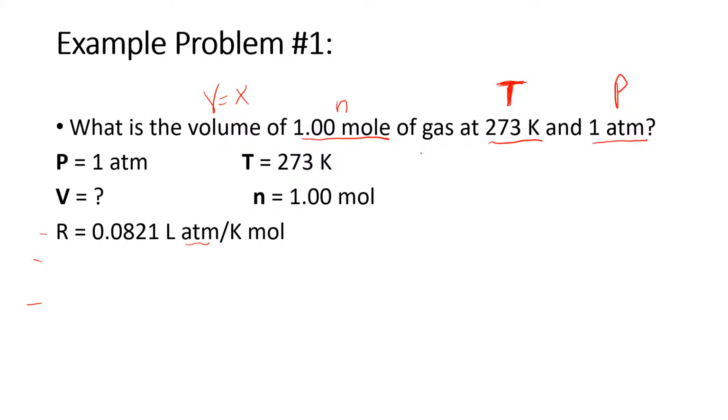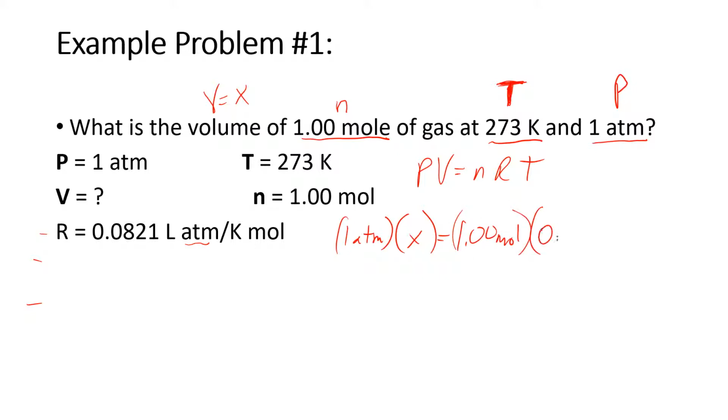So if we plug this into the PV equals nRT, we will get that the pressure, which is 1 atmosphere, times the volume, which is X, is equal to the moles, which is 1 mole, the R, which we're going to use this 0.0821 liter atmospheres per mole Kelvin, and our temperature we're going to use as 273 Kelvin. So this is standard, right? That's the standard temperature, and that's the standard pressure. So this is basically at standard pressure and temperature, or STP.